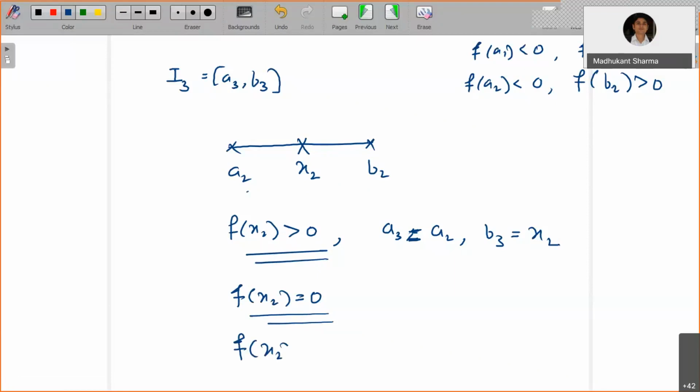If f of x2 is less than 0, then I don't know about a2 to x2, but I know about x2 to b2, because f of x2 is less than 0 and f of b2 is greater than 0. So a3 is x2 and b3 is b2. So this is your new interval I3. Again, you are subdividing the interval, so you are getting the following things now.